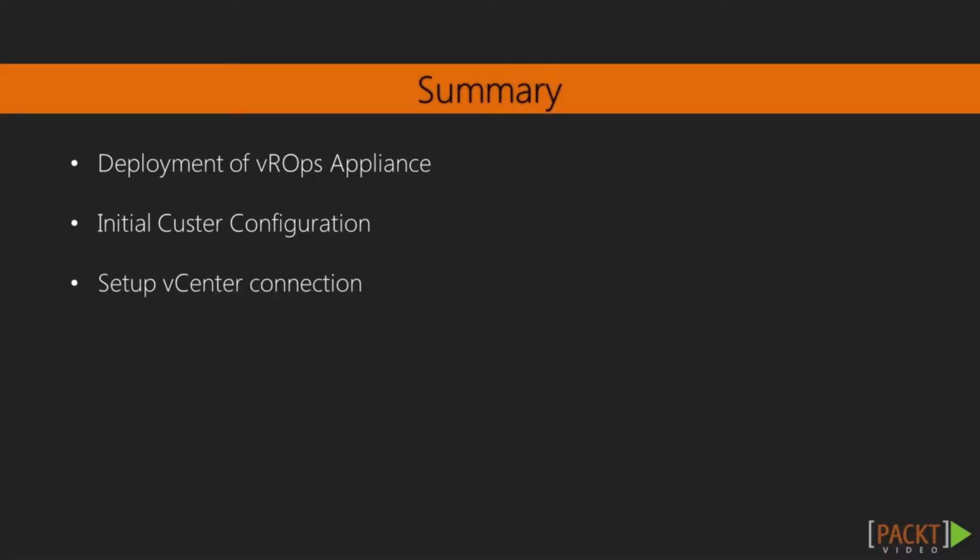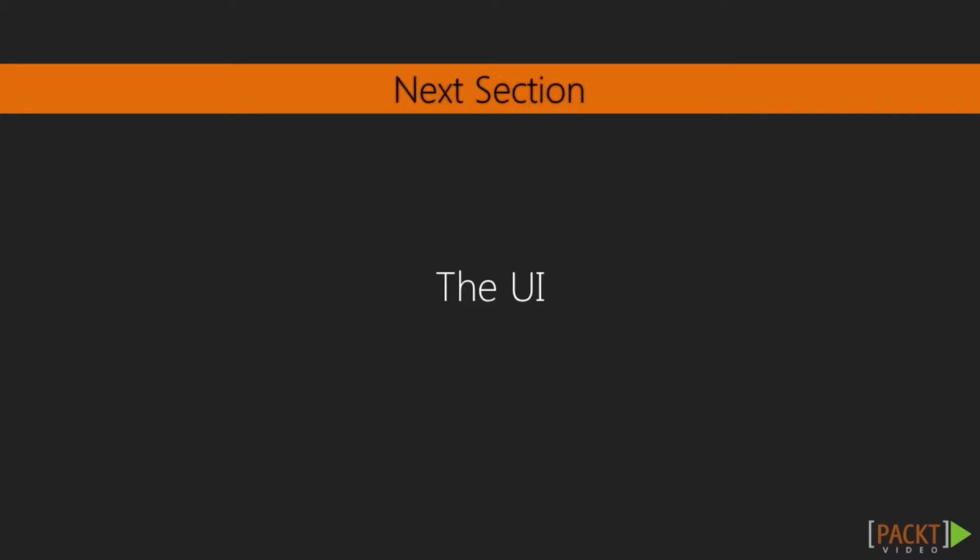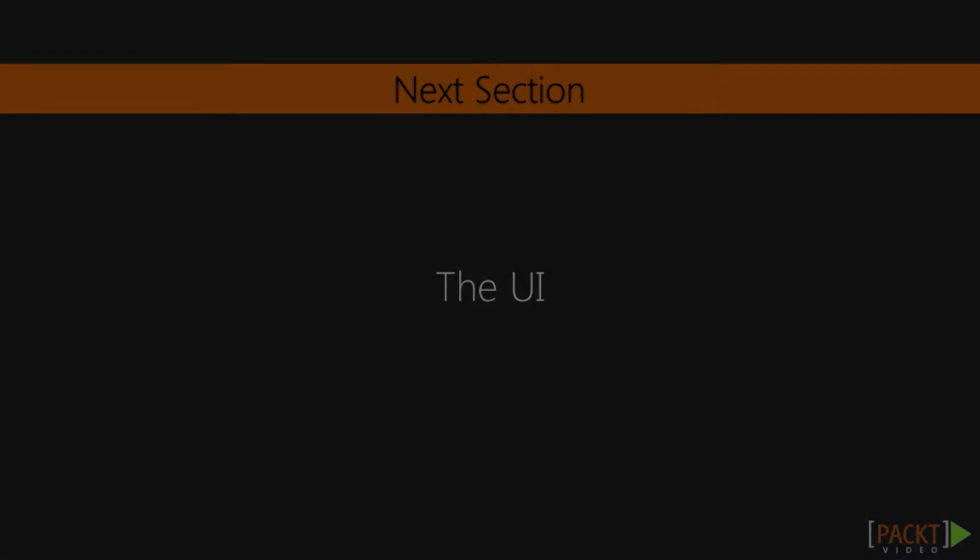This was the last video of the section. In this video, we looked at setting up the vCenter endpoint or vCenter solution to start the data collection for us to be able to work from. In this section, we had a look at deploying the vROps appliance through the web client. We did the initial cluster configurations, and we set up our vCenter connection to start the data coming in. The next section is the UI and access control.